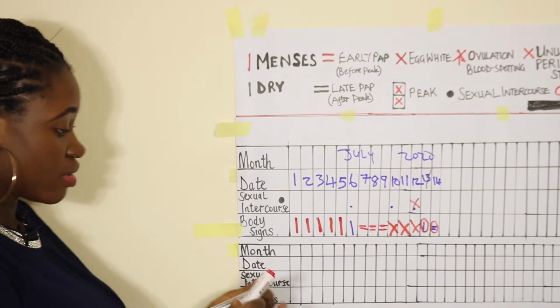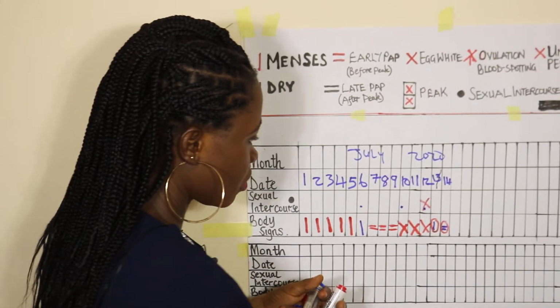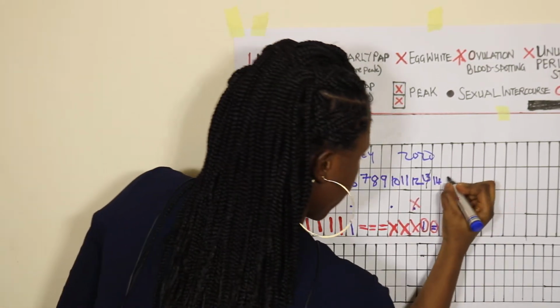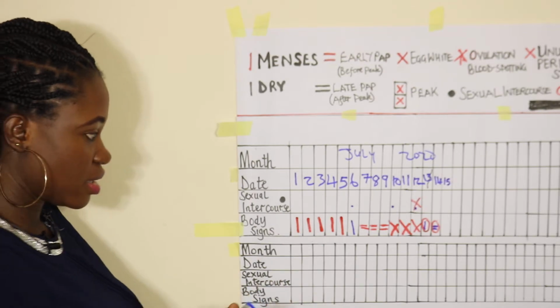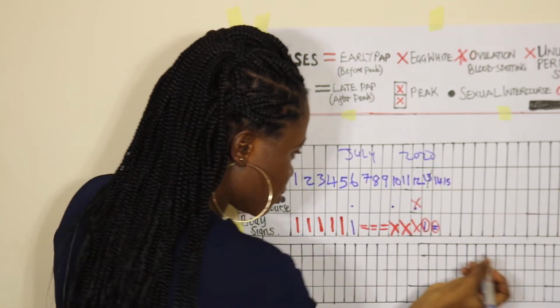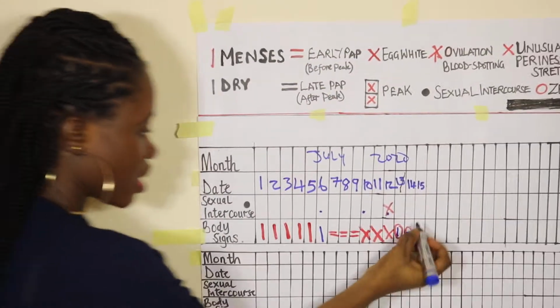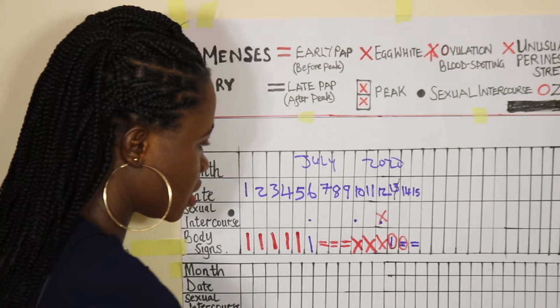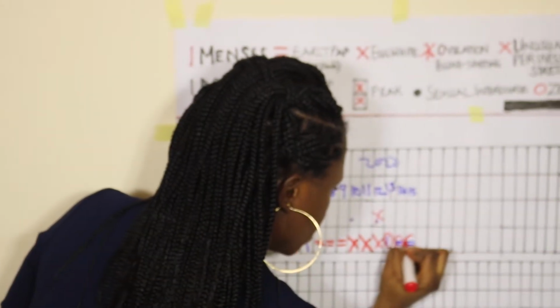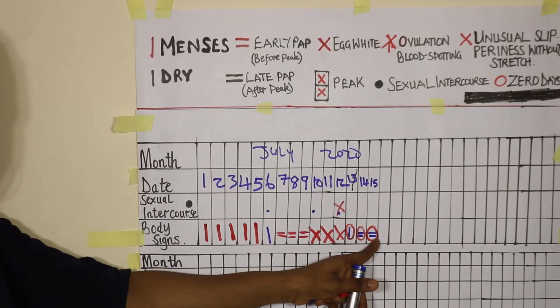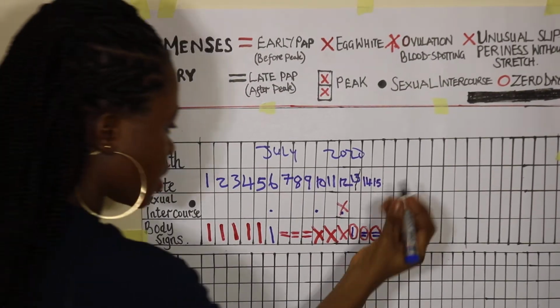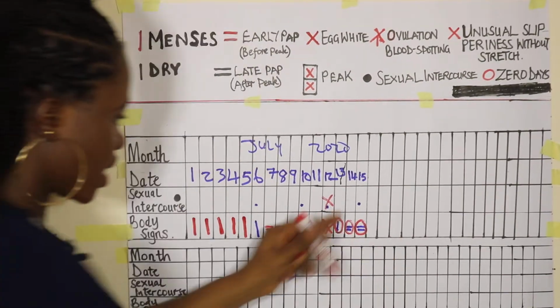So she woke up on cycle day 15, which is 15th of July, and then let's assume her late pap came out again, and she marked her third 0 day sign, and she had sexual intercourse again with her husband.